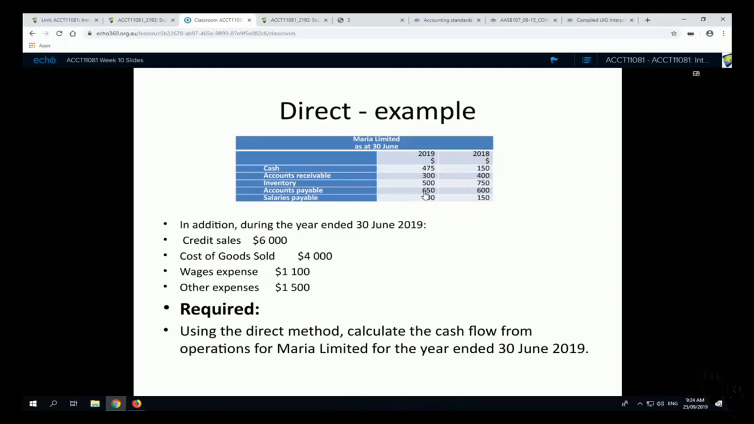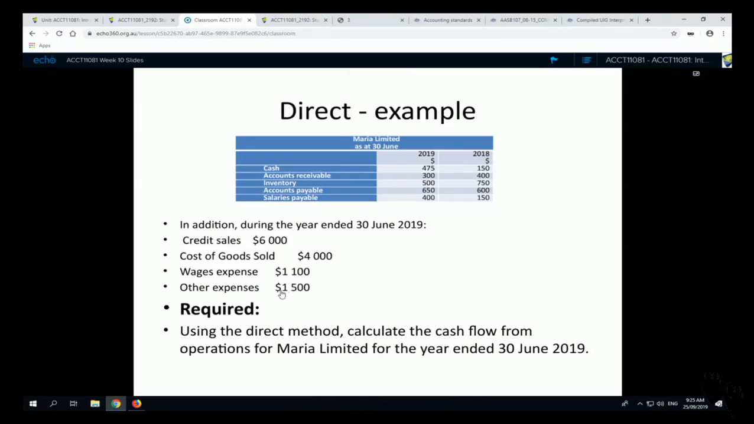The third category is the payments for other expenses. And again, there are a couple of steps here. So firstly, we've got to look at what other expenses we have. So we've got wages expense, and we've also got salaries payable in the information given. And then we've got other expenses. Okay, so firstly we have to account for the wages and salaries and then add that to the payments for the other expenses. So add that to the 1,500.